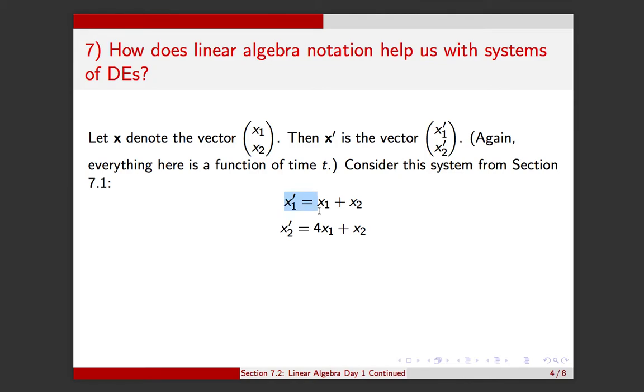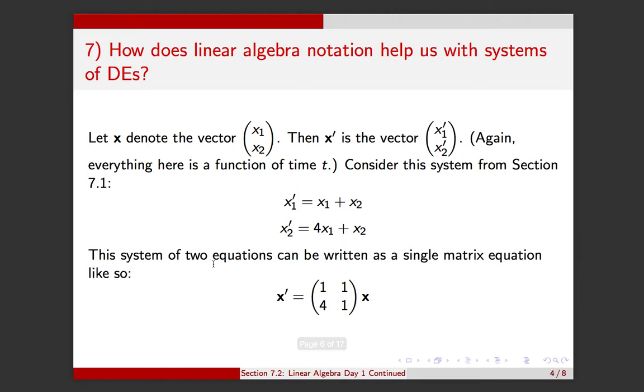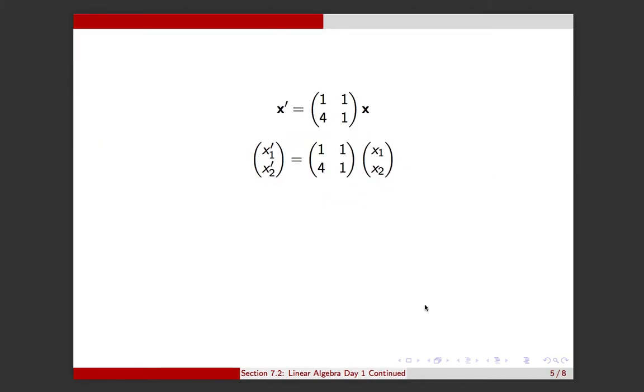So here is a system of differential equations from previous videos from section 7.1. I claim this system of 2 equations can be written as a single equation using matrices like this. Bold x prime equals, notice there's a coefficient matrix here, 1, 1, 4, 1, times bold X. Okay, so I claim that this can be more compactly written like this. So why would that be the case? Here's this matrix equation I just presented. Let's think about what it's saying. What would it mean for this equation to be true?